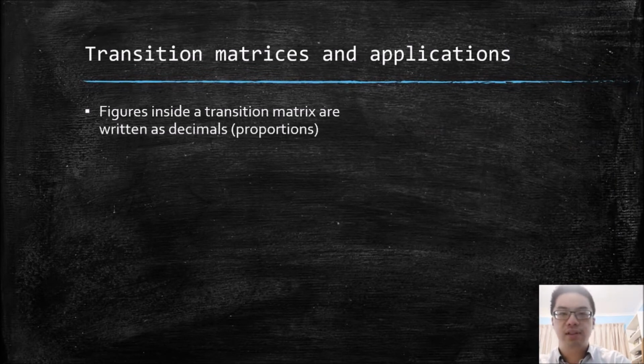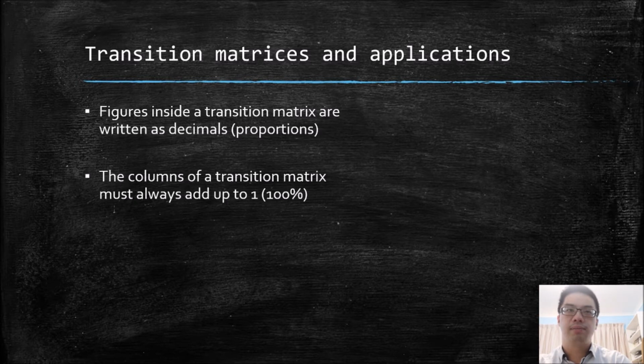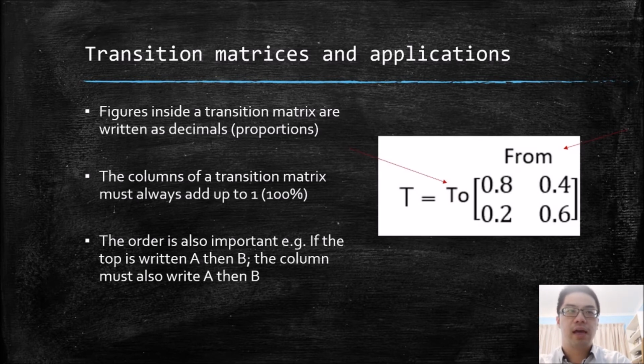So in terms of a transition matrix, the figures inside of it are written as decimals. The columns of a transition matrix always add up to 1, very important. And the order is also very important in the sense that if the top is written A then B, then the column must also be written A then B.